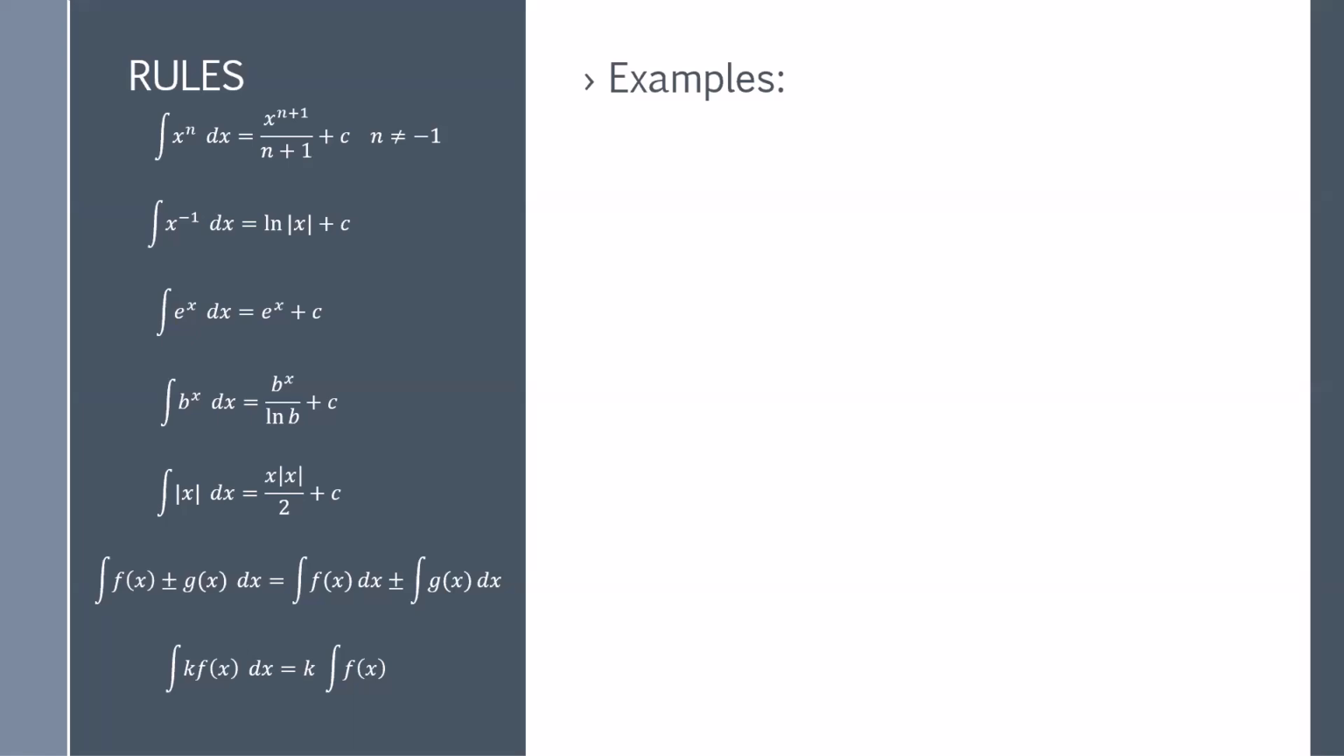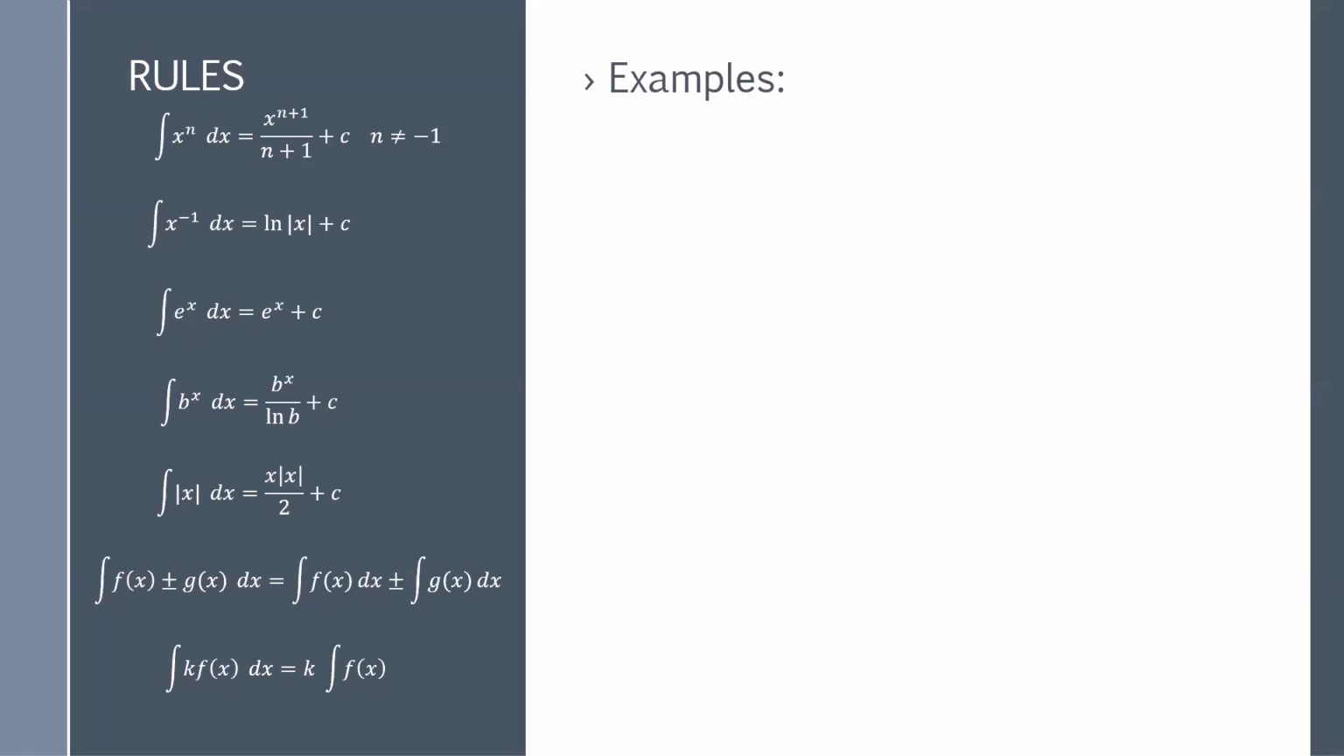We do have some rules. The antiderivative of x to the n is equal to x to the n plus 1 divided by n plus 1 plus a constant. And this is for all n that are different from negative 1. Now, if n equals negative 1, the antiderivative of x to the negative 1 dx is equal to natural log of the absolute value of x plus a constant.